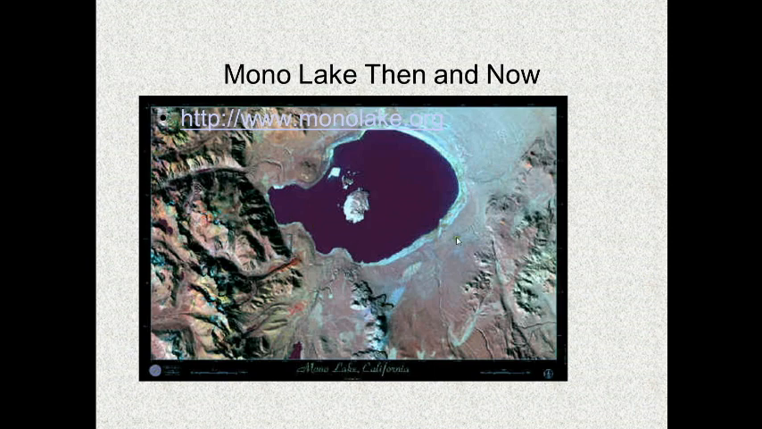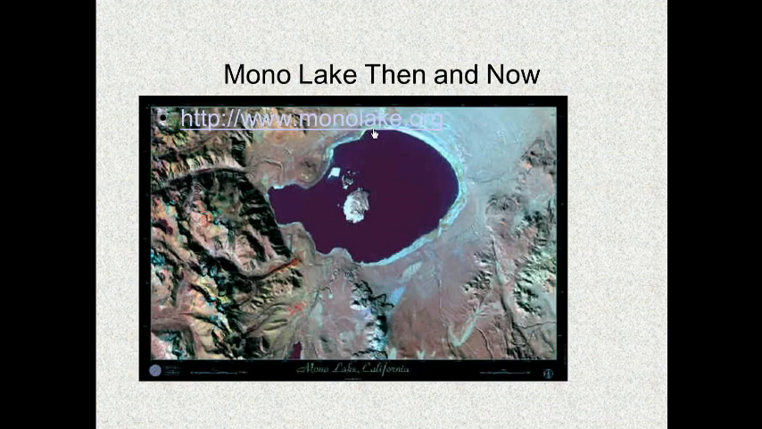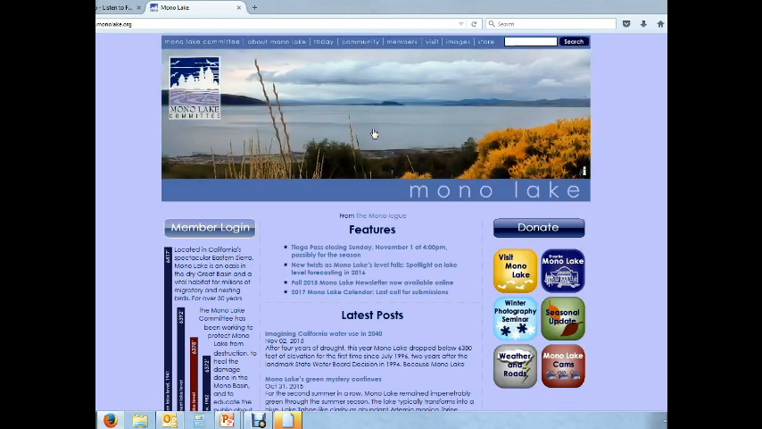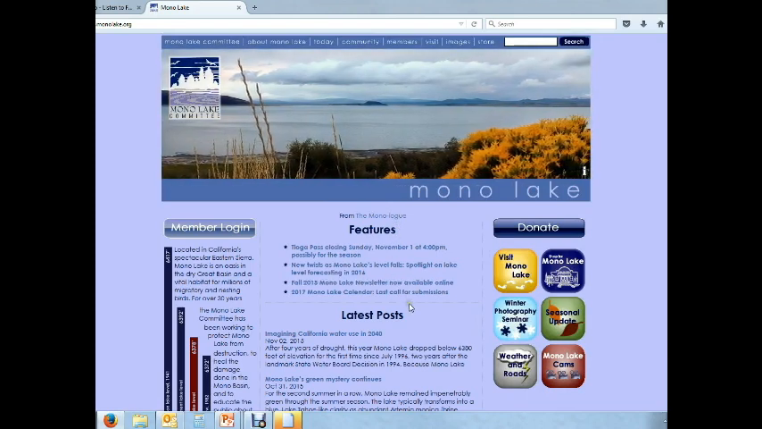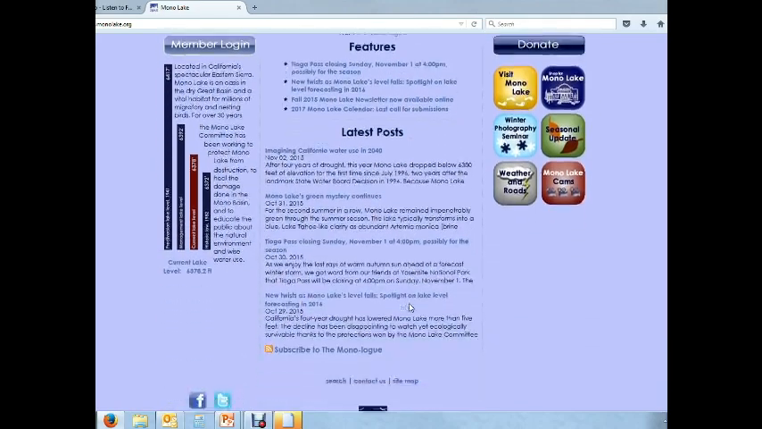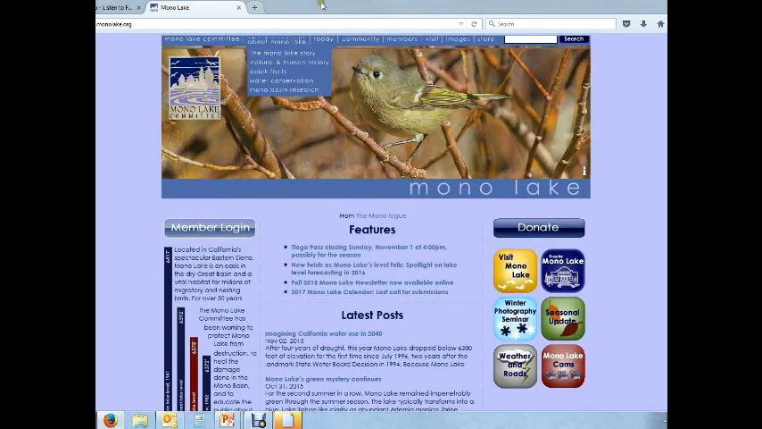Here is a picture of Mono Lake back in the day. Where is Mono Lake now? Oh, there was a link. Hold on. If I look at the same lake today, hopefully this pulls up. There's a picture. I don't know where the now picture is. Oh well.